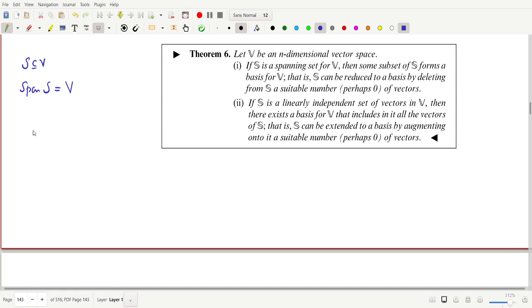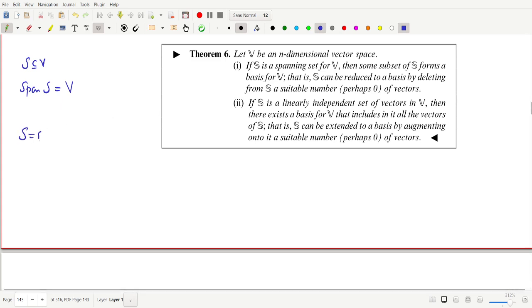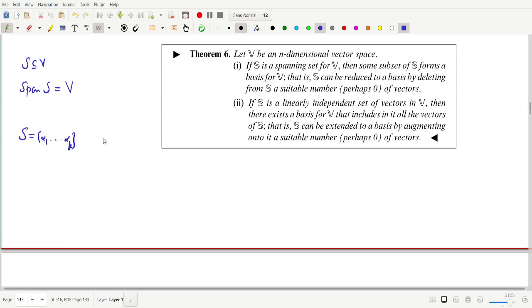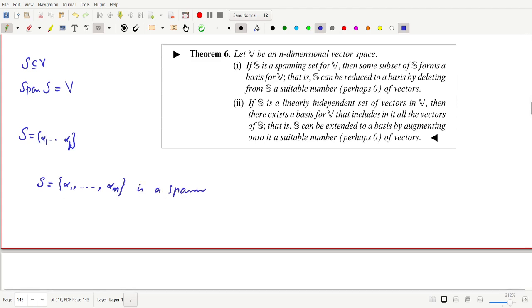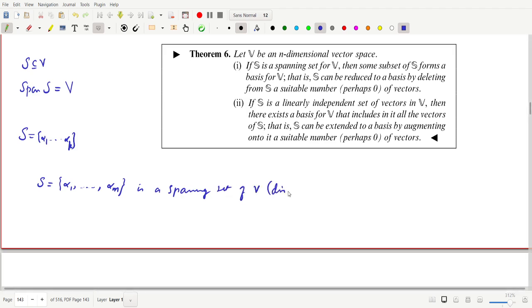And the second statement says that whenever we have a linearly independent set alpha 1 etc. alpha k, then this can be extended to a basis of V, or this is a part of a basis of V. Okay, so the idea of the proof of these two statements is the same. If we take S as in the first case, say alpha 1 etc. alpha m is a spanning set of V. Assume that the dimension of V is equal to n.